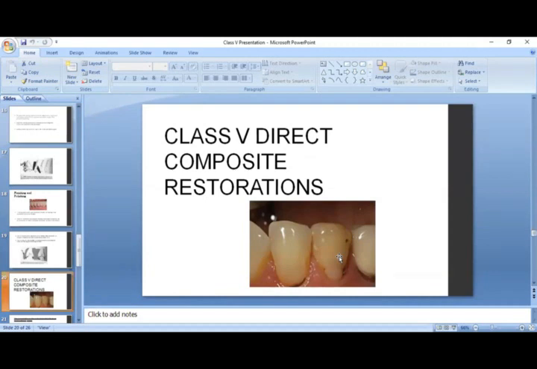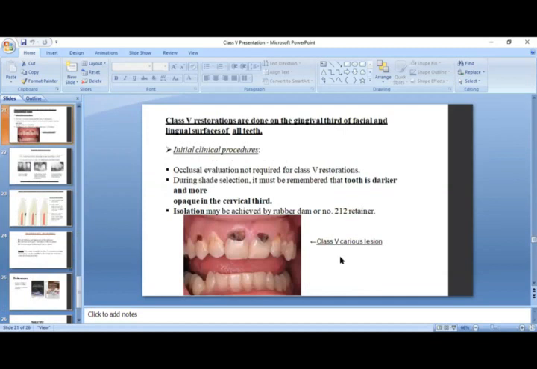Because in order to do that composite restoration or the tooth colored restoration, we are not supposed to produce that much retentive and retention features. Occlusal evaluation is not required for the class 5, as is the case with the amalgam restoration. As a protocol we should examine the occlusion, but it is not mandatory for the class 5, right? Because of the location of the class 5 region.